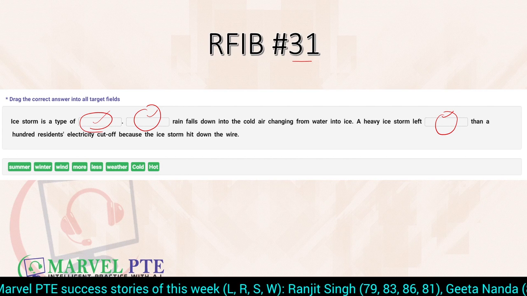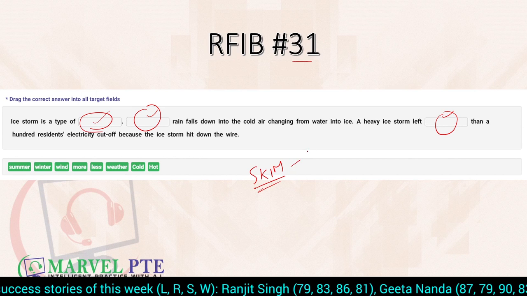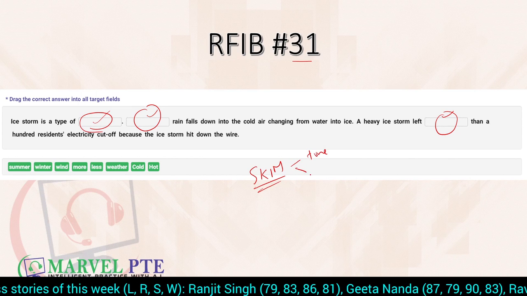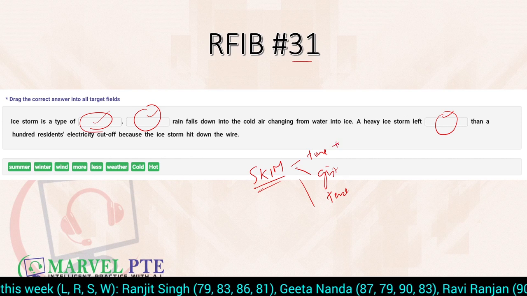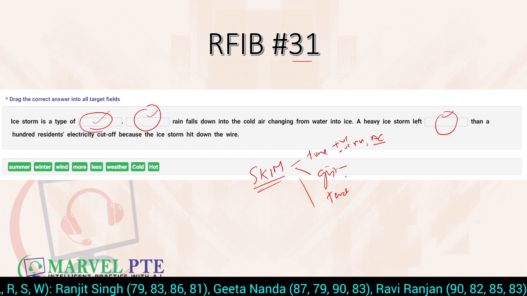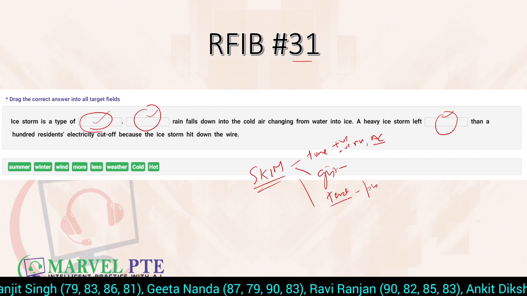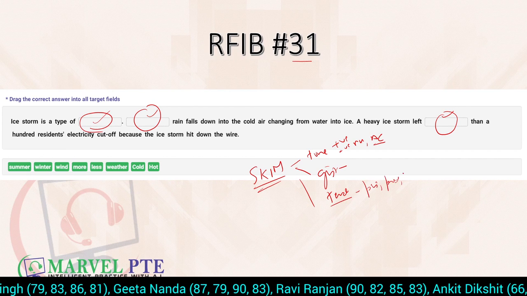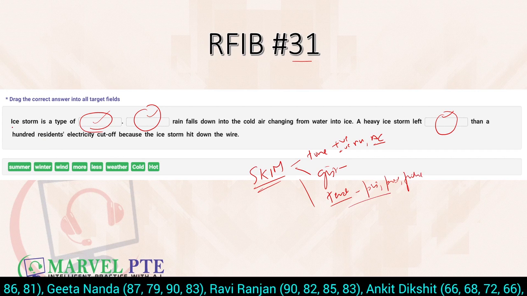Okay, so I hope you have skimmed through this. Now you know that we first skim RFIBs to understand the tone, the gist as well as the tense. Tone: whether it is positive, negative, neutral or academic. Then the gist gives you an overall idea of what is being talked about, and the tense tells you whether past tense, present tense or future tense is being used. Okay, so let's get started with that.